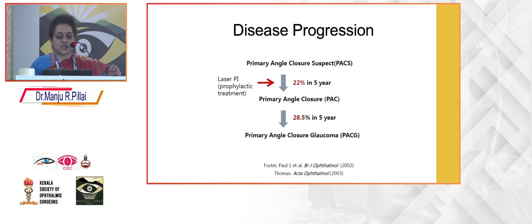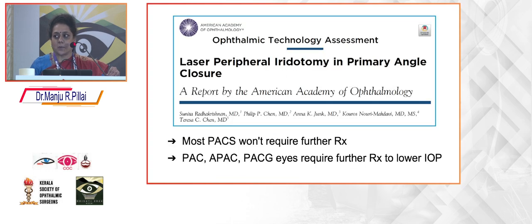In disease progression, in angle closure suspects, if laser PI is not done, in 22% in 5 years' time they develop primary angle closure. In 28% or 28.5% in 5 years, they change to angle closure glaucoma. So we need to do gonioscopy periodically in all these suspects to make sure they have not progressed to angle closure and angle closure glaucoma. After laser peripheral iridotomy in primary angle closure suspects, most won't require further treatment. PAC, acute primary angle closure, and PACG eyes require further treatment to lower IOP.